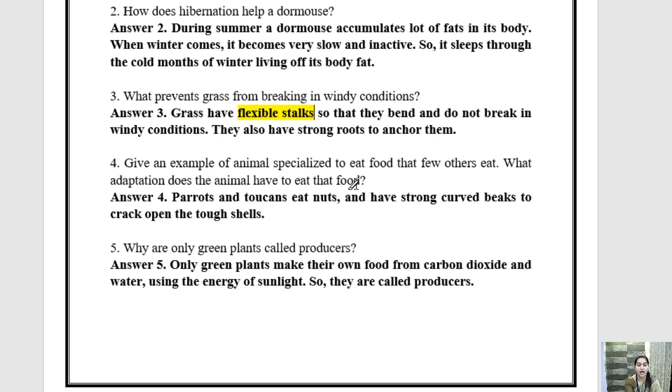So the answer is parrots and toucans. These parrots and toucans have a beak. You have seen the diagram, you can see it again in your book. They have a very strong beak so that they can crack the nuts and eat them. Alright. So parrots and toucans eat nuts, and have strong curved beaks to crack open the tough shells.